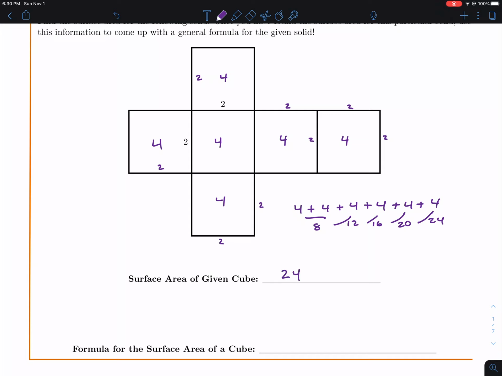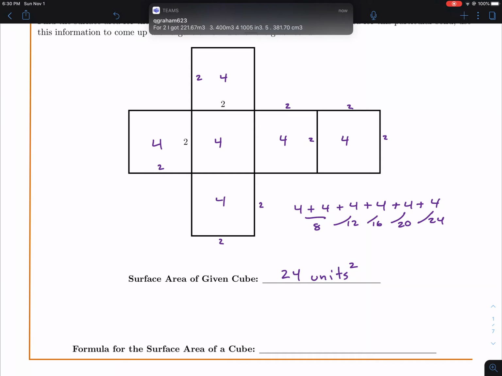And the thing to remember is that even though it's a three-dimensional object, since we're talking about surface area, the units would be units squared. This one didn't come with units, but if it were centimeters, it would be centimeters squared. If it were inches, it would be inches squared. So just to emphasize this, I'm going to write down that it's units squared in this case.